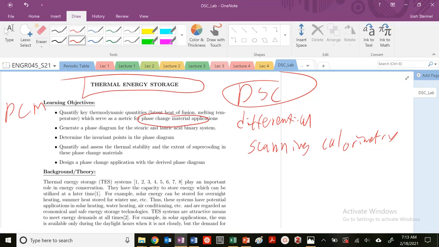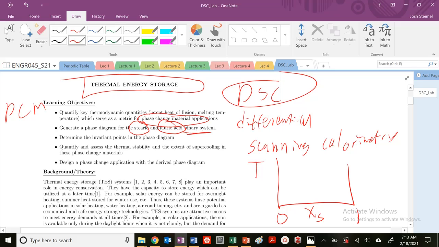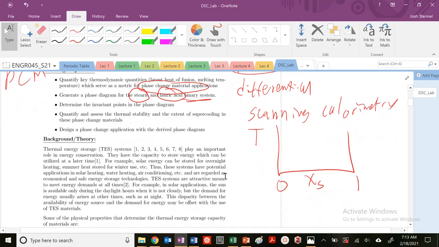In order to investigate these phase change materials and explore some possibilities, we are going to look at the possibility of using stearic and lauric acid as a binary system. We are going to determine a phase diagram of X stearic from 0 to 1 stearic, and we're going to determine invariant points.